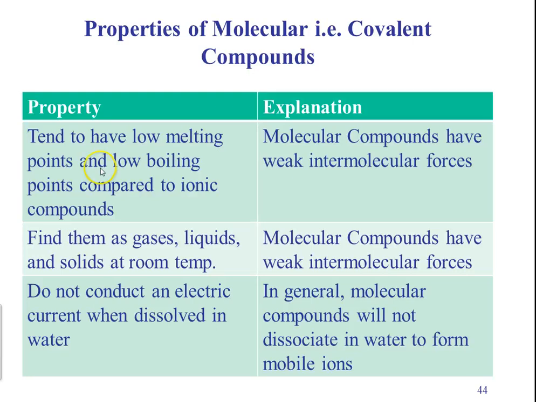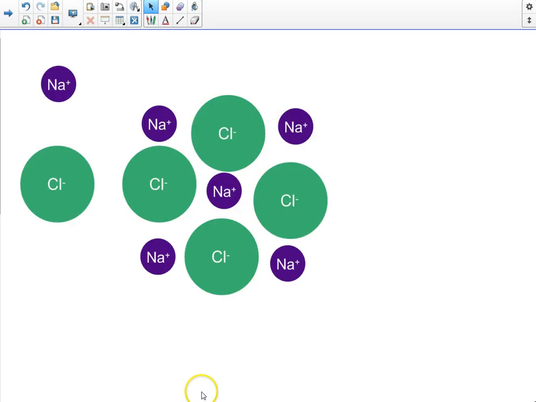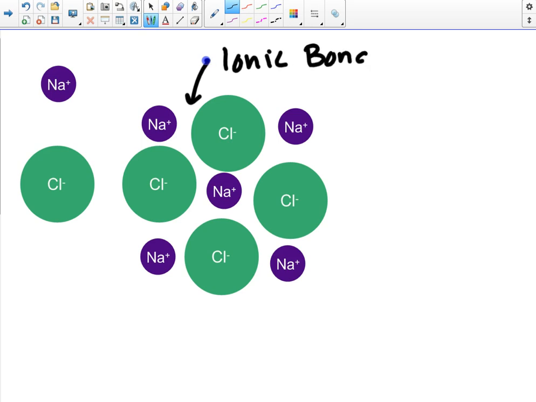Let's first talk about the first one. Why do they have low melting points and low boiling points compared to ionic compounds? Let's start by looking at an ionic compound, one that we're very familiar with, sodium chloride, or NaCl. What is holding this sodium ion to this chloride ion is an ionic bond. Although ionic bonds are weaker than covalent bonds, they're still strong enough that it's hard to break them.